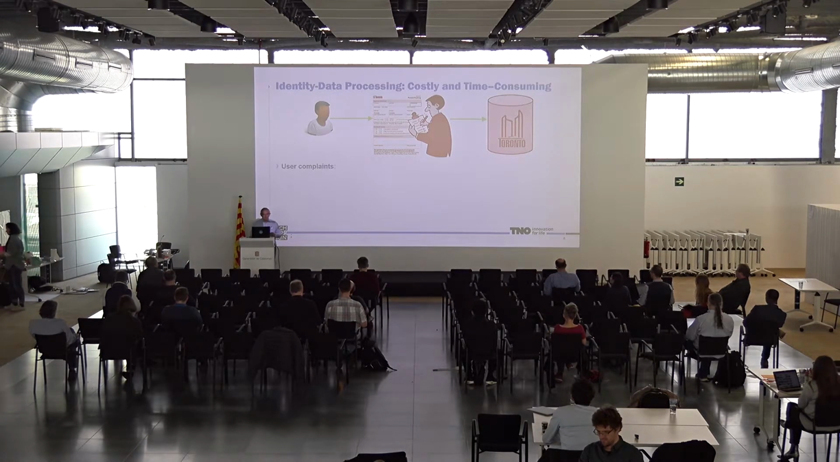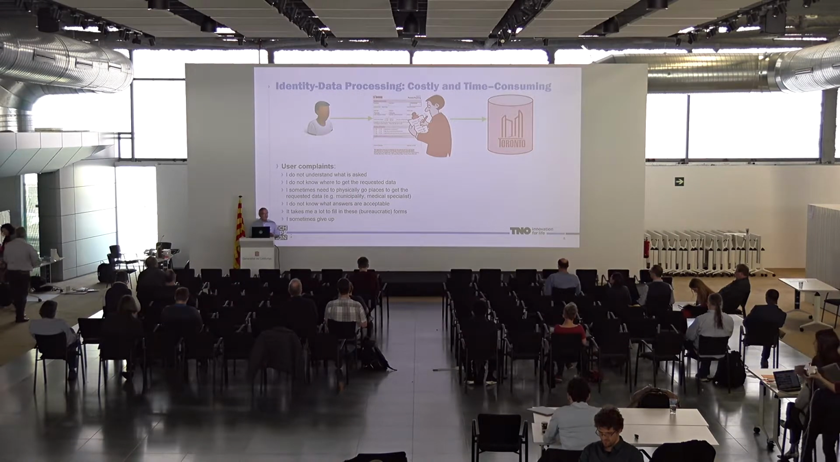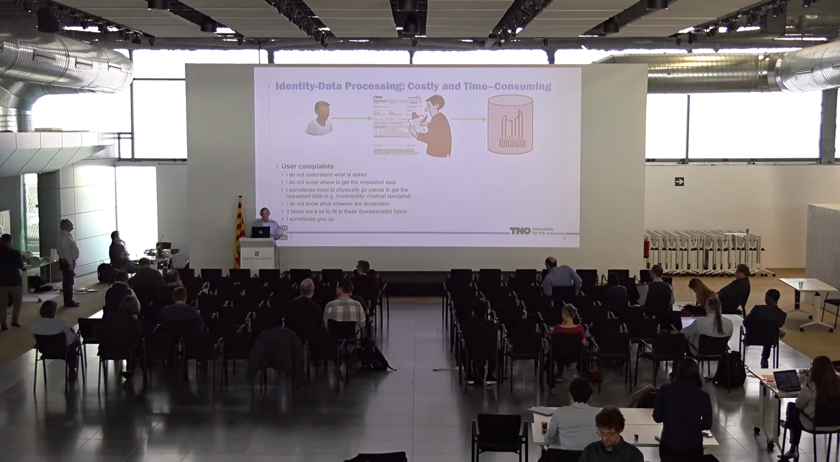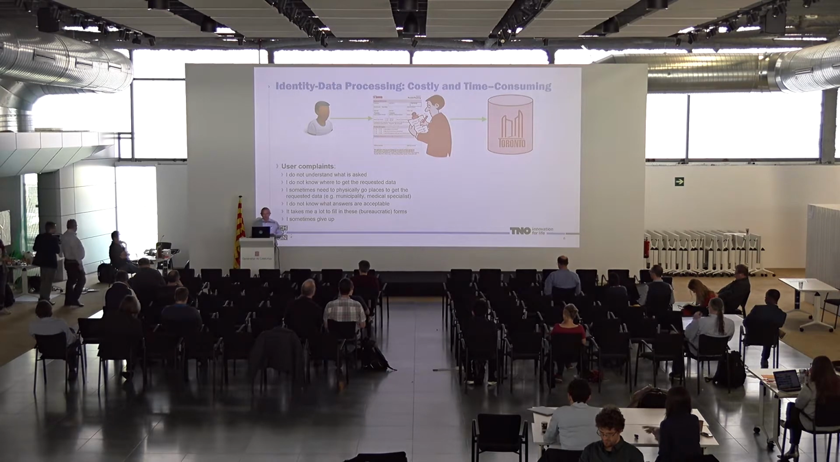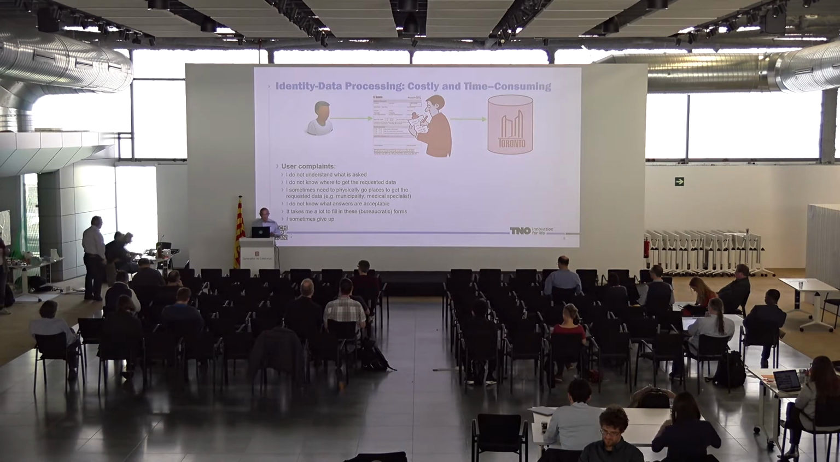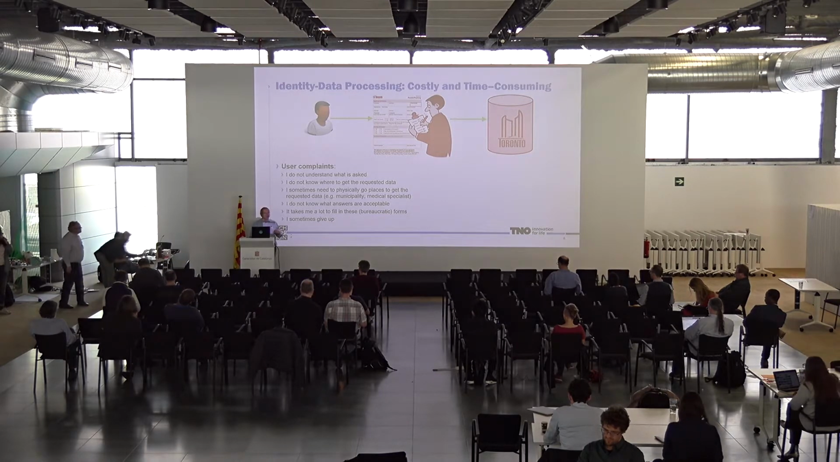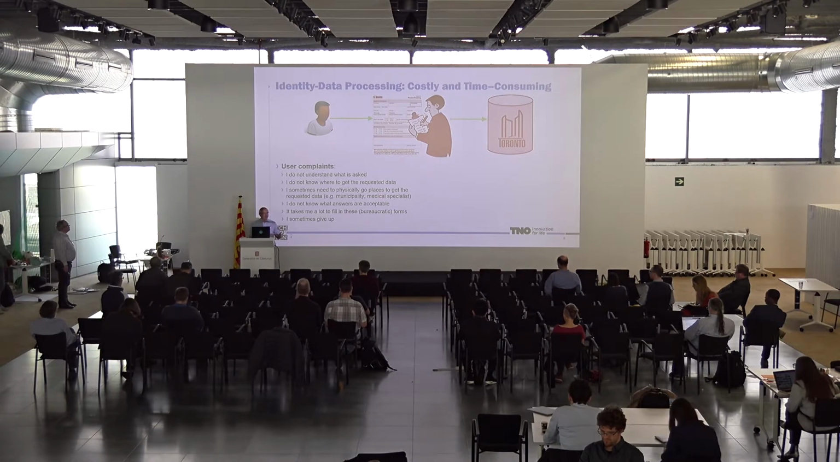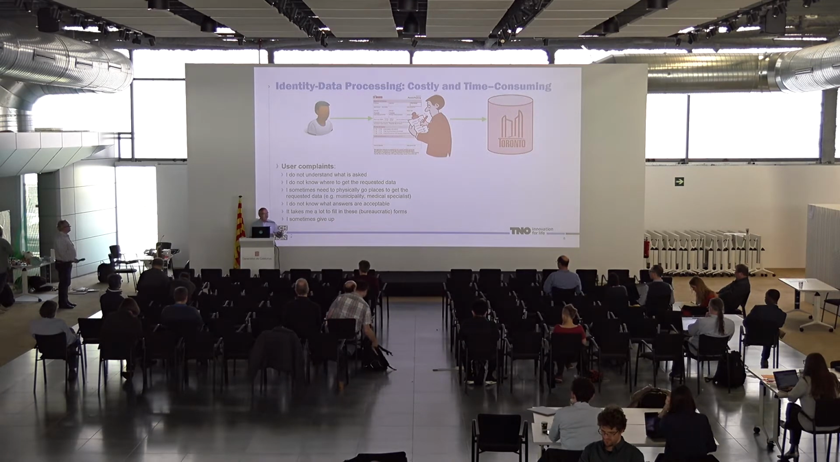So what's the problem here? There are quite a few problems. First of all, people that do not have a lengthy education do not always understand what is asked. They also may not know where to get the requested data. For example, your yearly income. What is it? Where do I get it? When do I know the number that I'm supposed to fill in is actually right and can be used? It's bureaucratic. Sometimes I have to physically go places to get some form, make it into a PDF. If I'm a disabled person applying for a disabled parking permit, I can't go to the municipality to actually file this application, stuff like that.